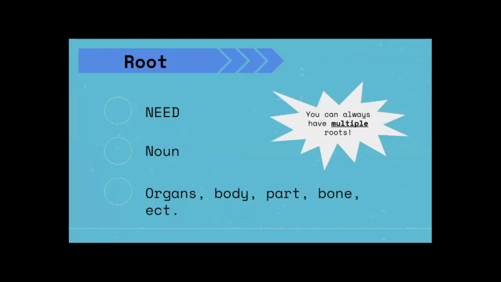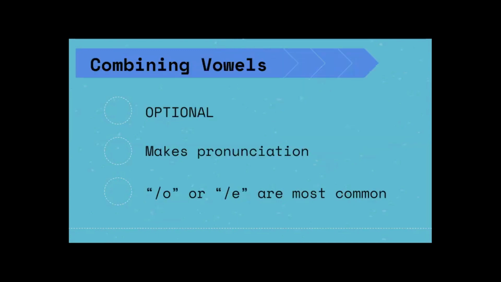The root is something that you do need. It is the noun. It is the actual organ, the body part, the bone, etc., whatever you need. For example, when you're talking about the heart, you could have the root of cardio. And something to remember about this is that you can always have multiple roots. That is kind of why when you look at some medical terms, they get so big and scary. It's only because they have multiple roots. They're talking about multiple things, like multiple organs, anything really.